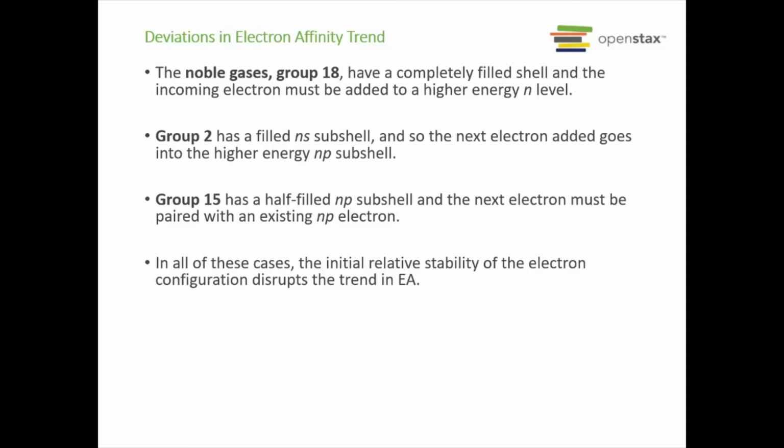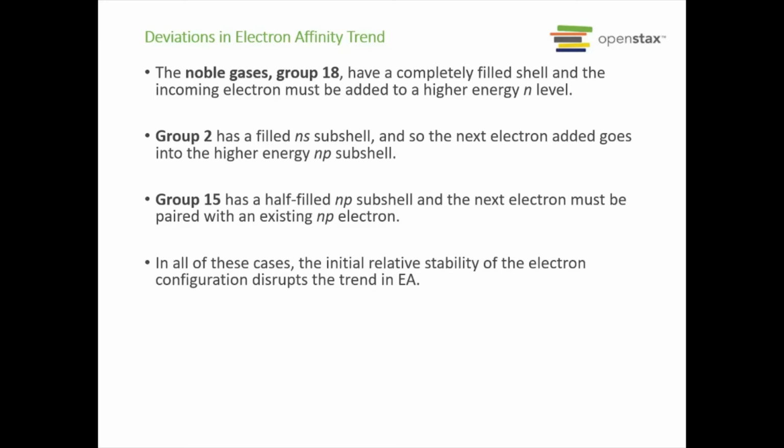Now, of course, there are some deviations. There are always deviations. Noble gases, for instance, group 18, are completely filled. They're nice and stable. So if they want to take an electron, it has to go to a higher energy level, a higher n. They really don't want that. Group 2, our alkaline earth metals, have a filled s subshell. It's ns2. So if you want to add an electron to them, then you again have to go up to a higher subshell.